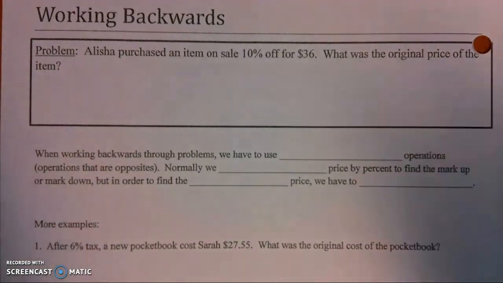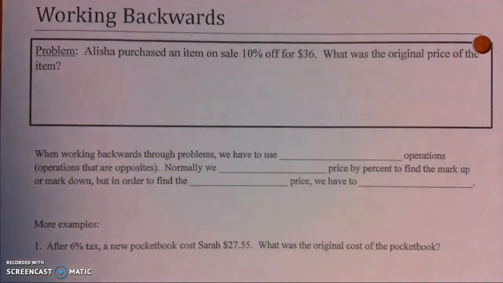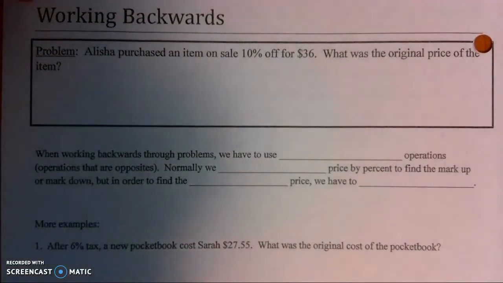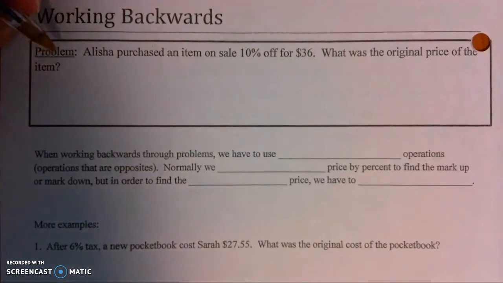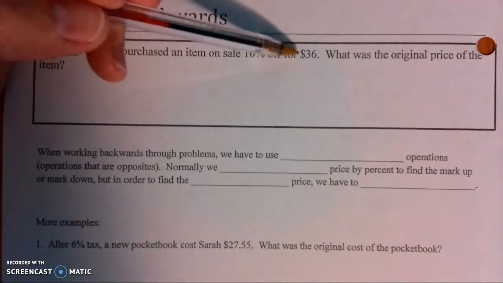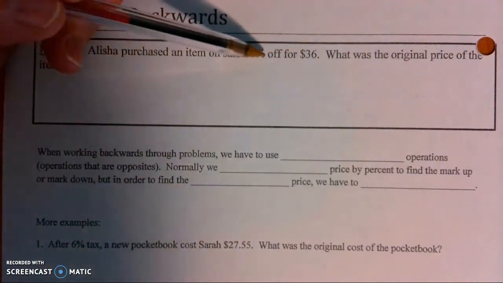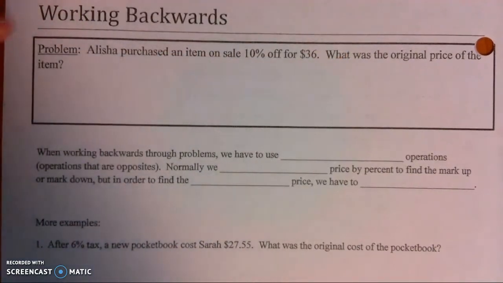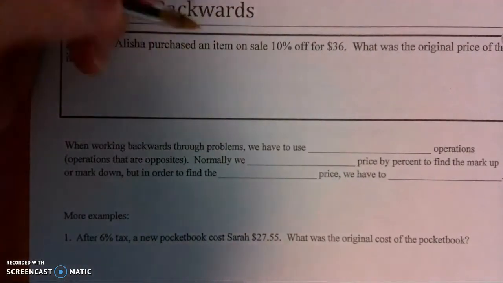So in front of you right now on PR5 is a problem. Alicia purchased an item on sale, 10% off, for $36. What was the original price of the item? Well, in a problem like this, I already know what the sale price is, and I know what the percent off, but what I don't know is the original price. So we're going to set these up like an equation.